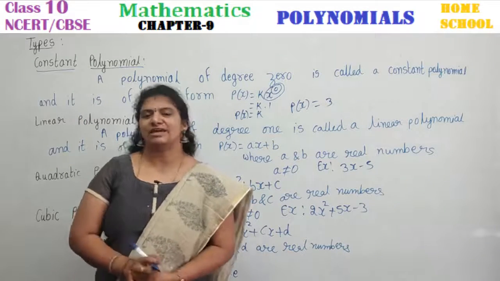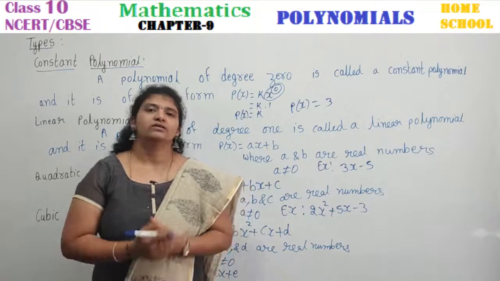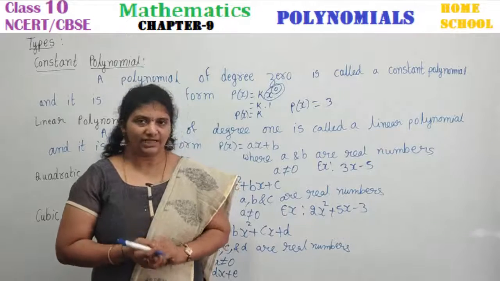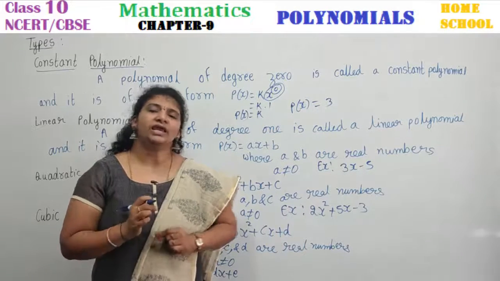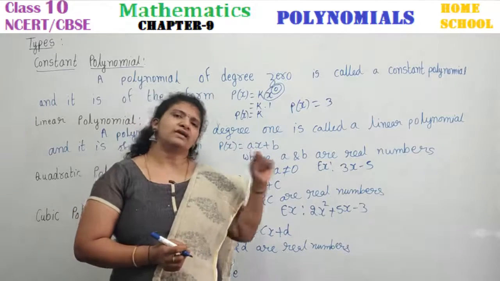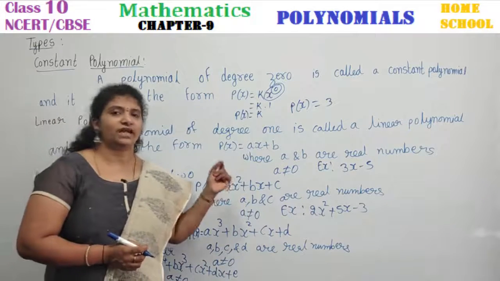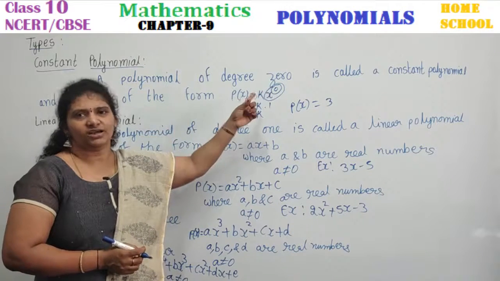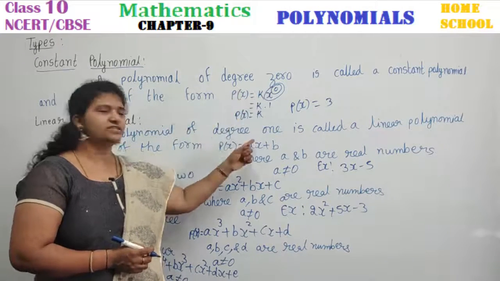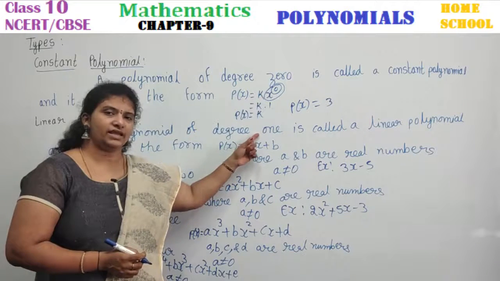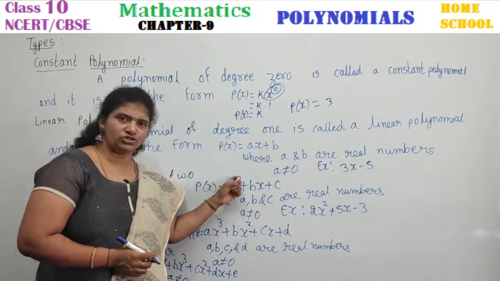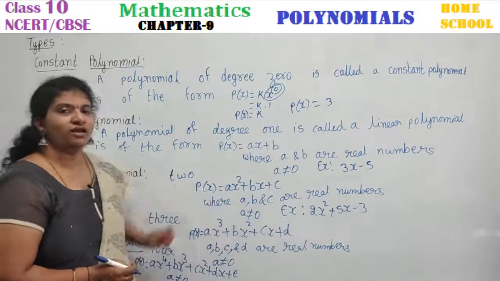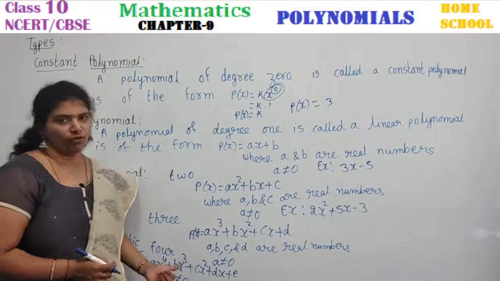Once again, let's see the types of polynomials. How can we classify the polynomials? By seeing the degree. Degree means highest power in a given polynomial. See the highest power and you can classify the type of a polynomial. If its highest power is 0, it is called a constant polynomial. Highest power is 1, linear polynomial. Highest power is 2, quadratic polynomial. Highest power is 3, cubic polynomial. Highest power is 4, biquadratic polynomial.